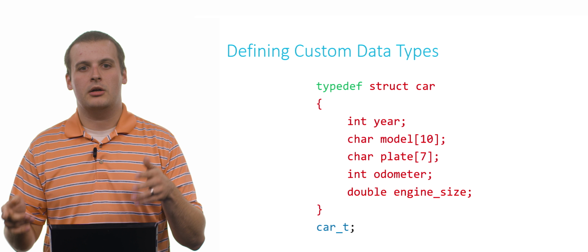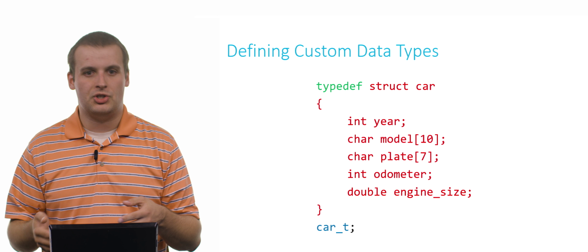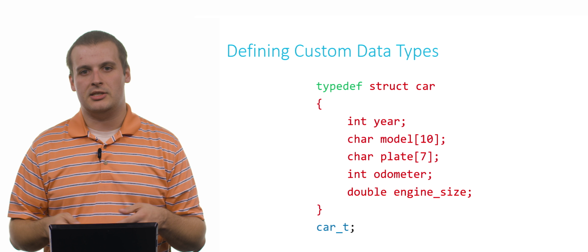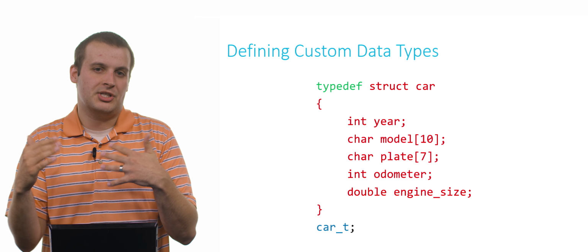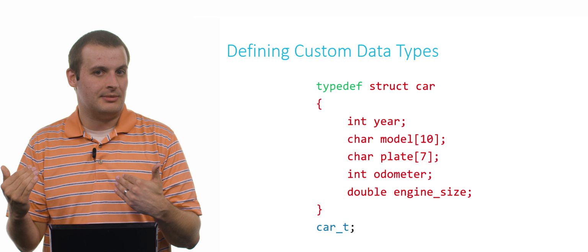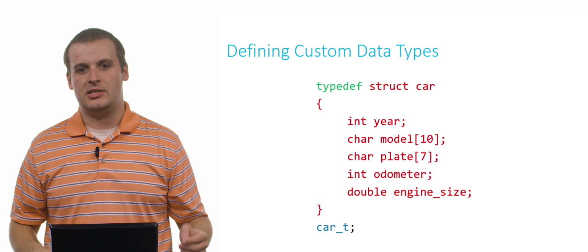Typedef struct car, open curly brace, all of your field definitions, close curly brace, car t. So the old name is all of that stuff in red. You're just defining the structure and naming it at the same time. And then the new name is car underscore t.